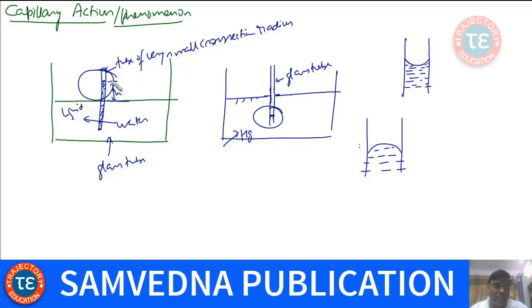What is the height of water which rises in the glass tube, and of course what is the height of mercury, what is the depth of mercury below the surface of mercury outside? What is this depth? We have to calculate all these things.